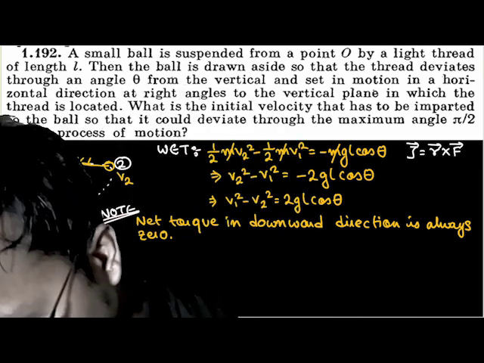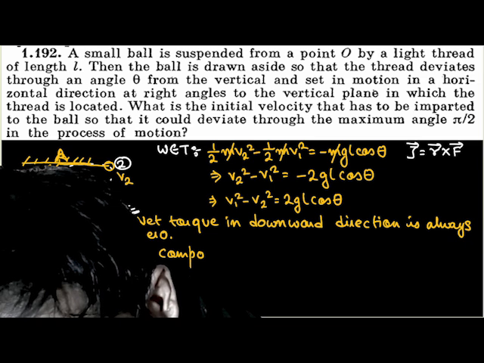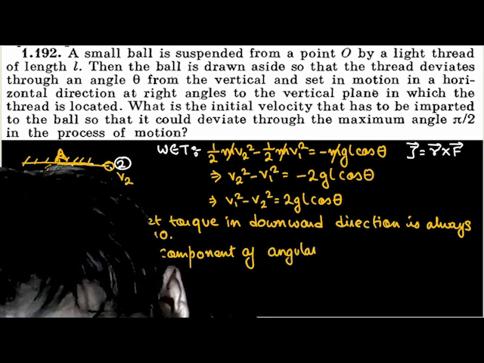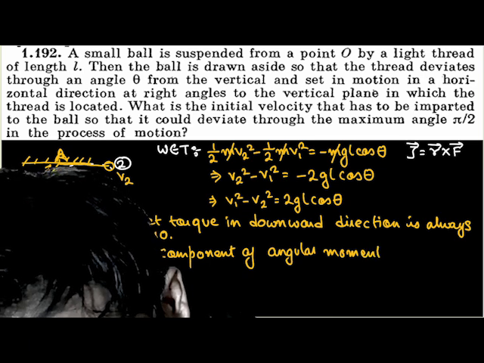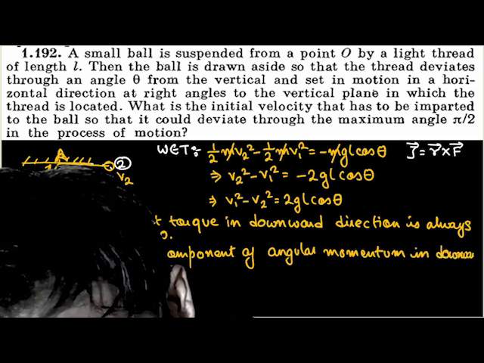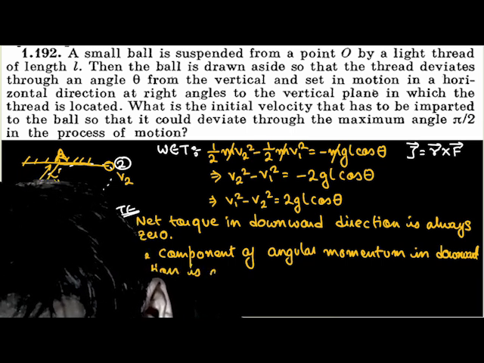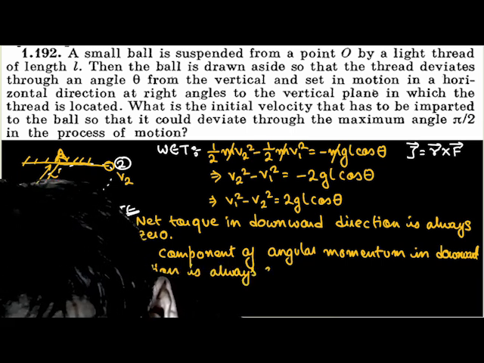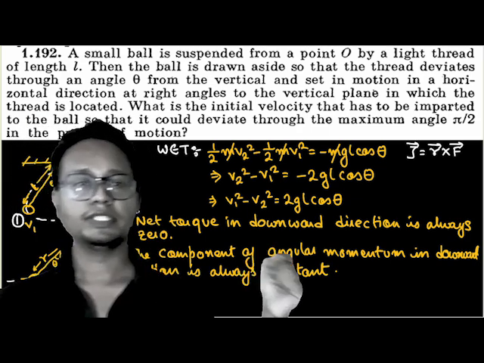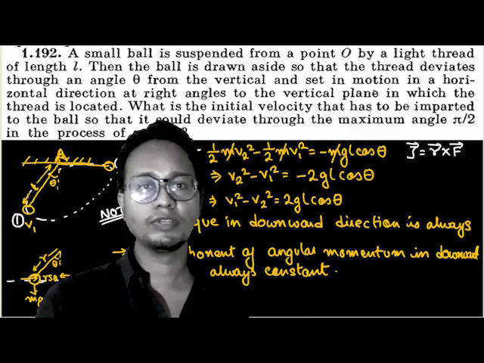That means the component of angular momentum in the downward direction is always constant. Okay, now this we have understood. The component of angular momentum in the downward direction is always constant.